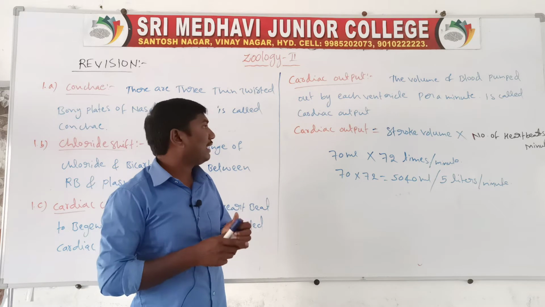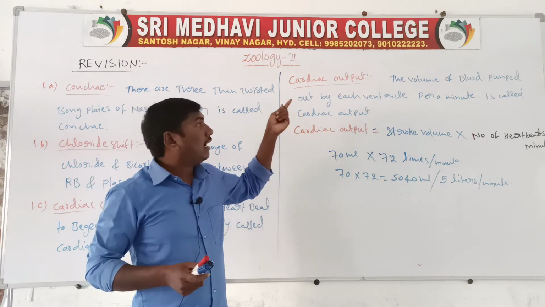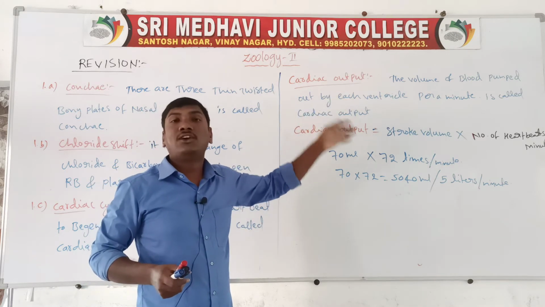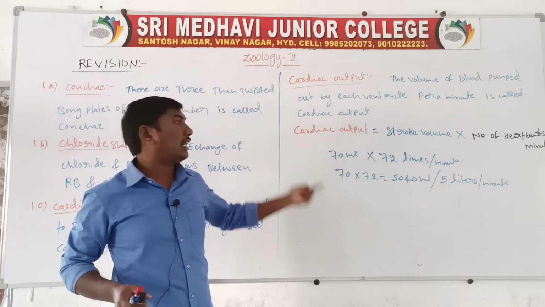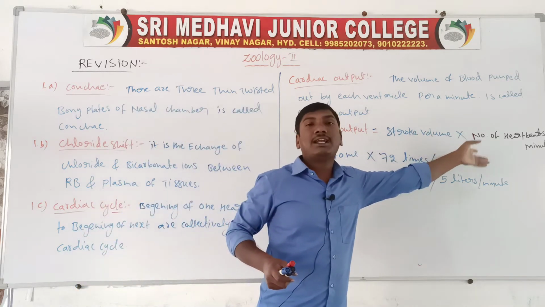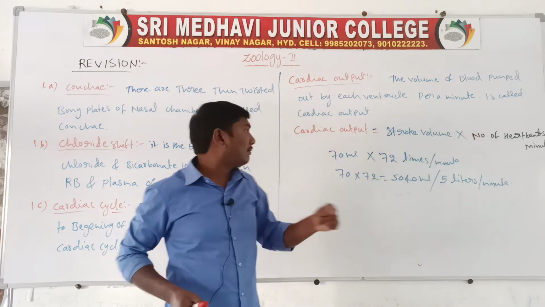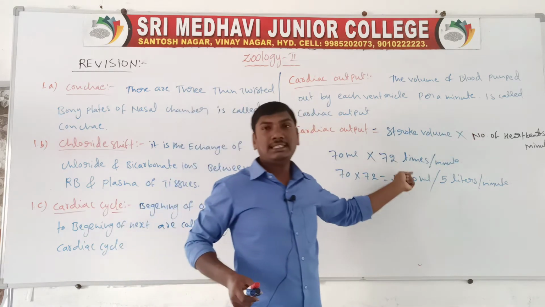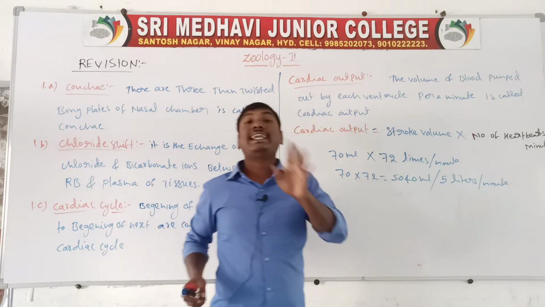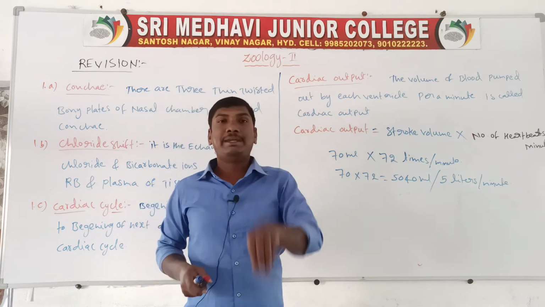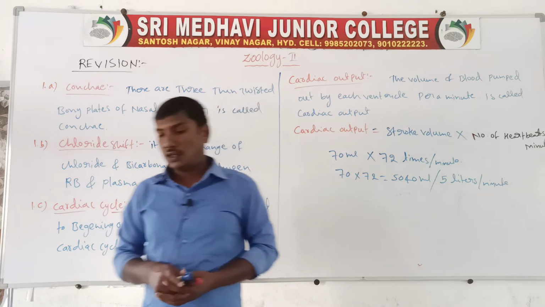So cardiac output means the volume of blood pumped out by each ventricle for a minute. Cardiac output is stroke volume times number of heartbeats per minute. Stroke volume is 70 ml and heartbeats are 72, so 70 into 72 is 5040, approximately 5 liters of blood pumped per minute.